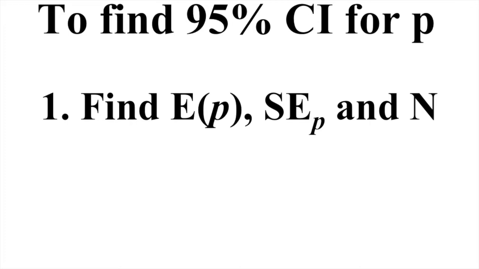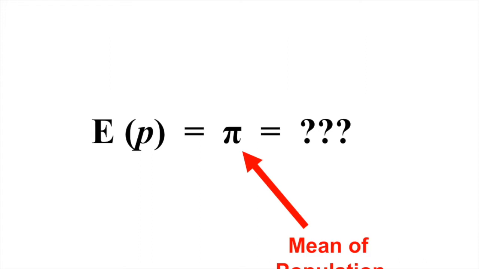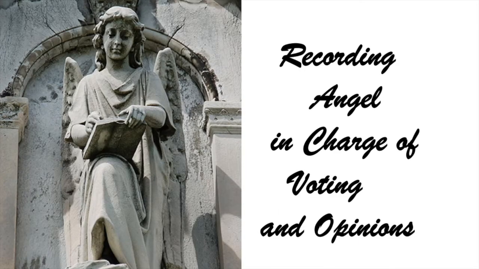Okay, so if we want to find the 95% confidence interval for p, what we have to do first is find the expected value of p, the standard error of p, and we need to know n. We know that the expected value of p is equal to pi, and that's the true proportion in the population. In our example of East Virginia, it's 8 million. Do we know the exact value of pi? No one really knows it, except for the recording angel in charge of knowing all these voting and opinion things.